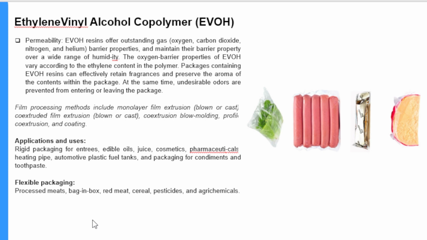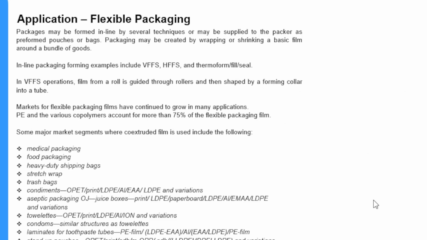Film processing methods include monolayer film extrusion, blown or cast, co-extruded film extrusion, blown or cast, co-extrusion blow molding, profile extrusion, and coating. Applications and uses: rigid packaging for entrees, edible oil, juices, cosmetics, pharmaceuticals, heating pipe, automotive plastic fuel tanks, and packaging for condiments and toothpaste. For flexible packaging applications: processed meats, bag-in-box, red meat, cereal, pesticides, and agri-chemicals. There are many applications in flexible packaging.